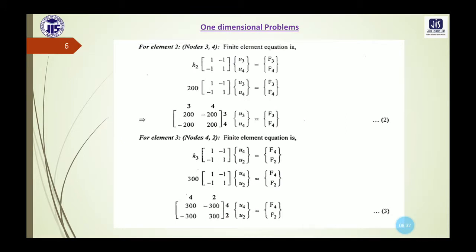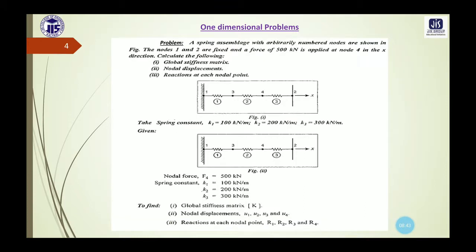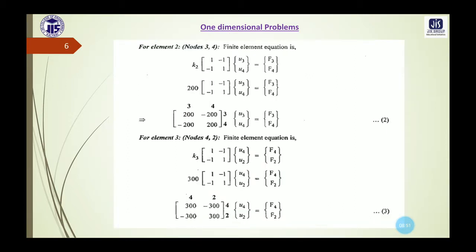Now in a similar manner we need to form the finite element equation for the other elements also. Next, for element 2, if we go back to the diagram, we can see corresponding to element 2 we have the nodes 3 and 4. So if we write the finite element equation for element 2, we need to consider nodes 3 and 4. The nodal displacements will be U3 and U4, and the forces acting in this element 2 will be F3 and F4. So finally we will get equation number 2.